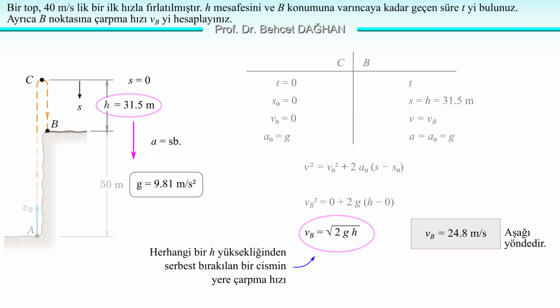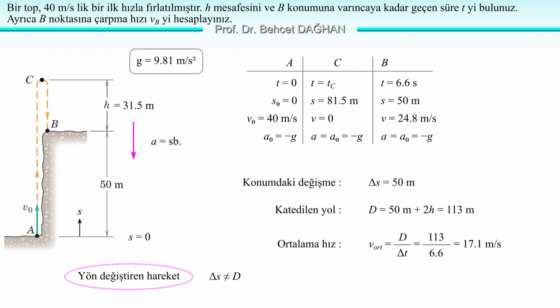This relation is a familiar and frequently used relation. What does this relation tell us? It gives the velocity at which an object released from any height h hits the ground. In this problem, the height h is 31.5 meter. G is 9.81. If we substitute, we find vb. We obtain 24.8 meters per second. It goes without saying that this velocity is downward. We'll write it down next to it.